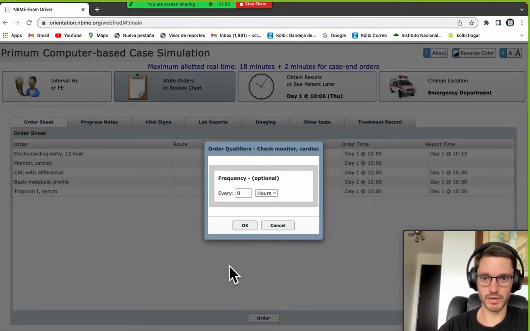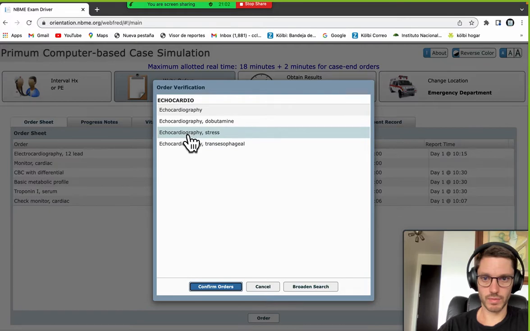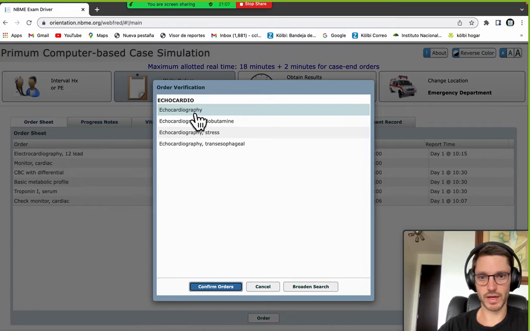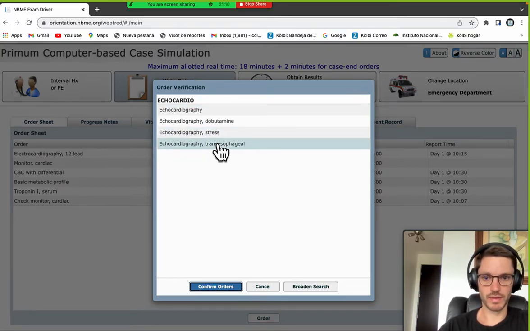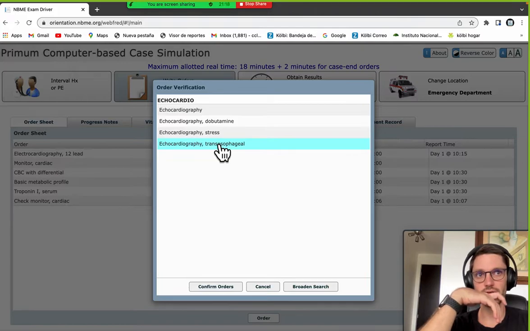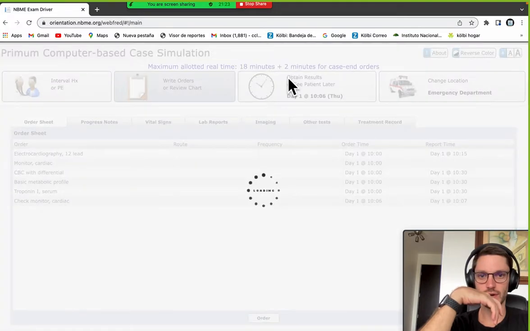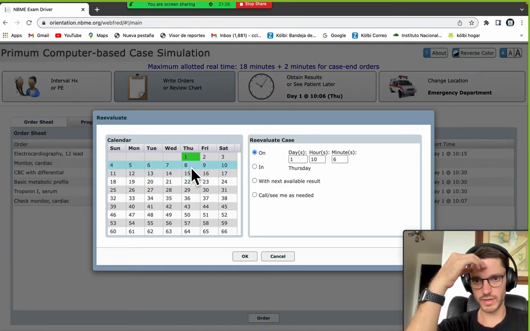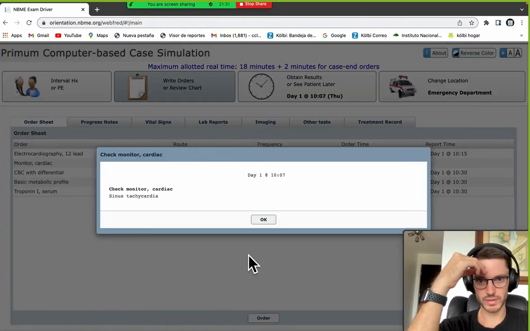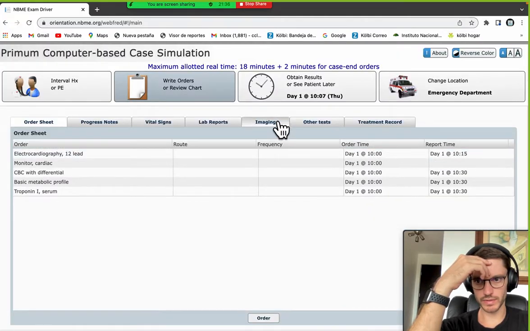Check cardiac monitor, and I want, no. Could first start off with an echocardiography. This is the best one to see whatever we have right here, but we first should see if it's going to the back and all. I would like to see the EKG first, so let's see what happens with how the EKG is. With next available result. Sinus tachy, we already know that. What else?